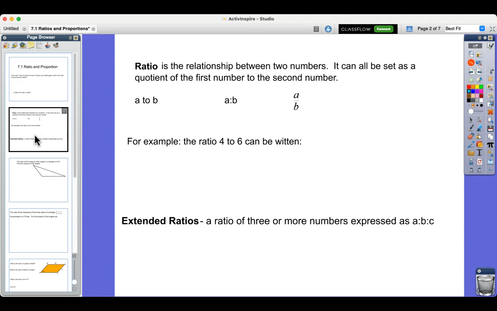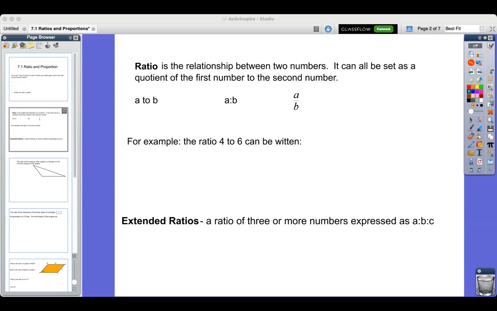A ratio is, of course, a relationship between two numbers. Two or more, really, as we'll talk about here in a bit, but two numbers. Now, as it says right here, it can be set as a quotient. Remember, quotient is the fancy math term for division. So ratios are kind of a form of division here, but you're not only dividing. There's many other things you will do.